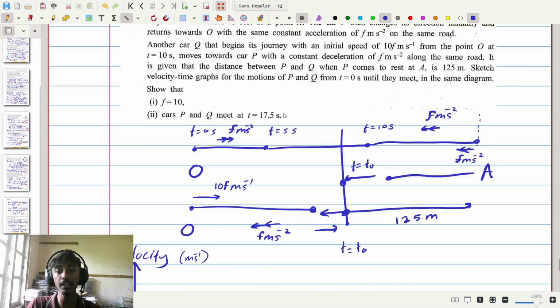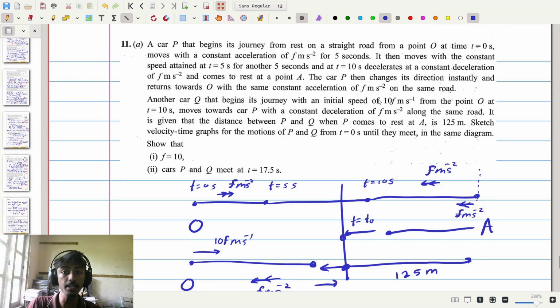Now after this, finally the question says the car continues accelerating towards O in that same direction by instantly changing its direction after it stops at the point A. So it keeps accelerating in the same direction towards O even after stopping and starts moving forward in the direction of the particle O, or rather the point O.